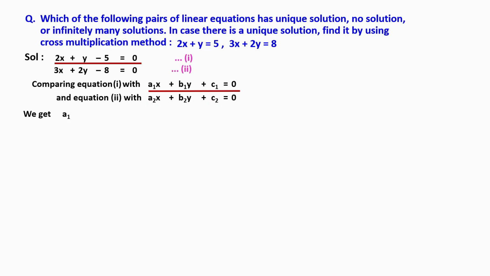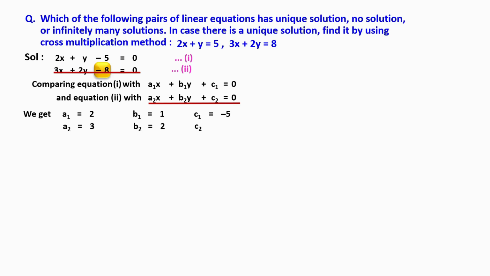Now, we compare these equations with the general form. From the first equation, a1 is 2, b1 is 1, and c1 is minus 5. From the second equation, a2 is 3, b2 is 2, and c2 is minus 8.